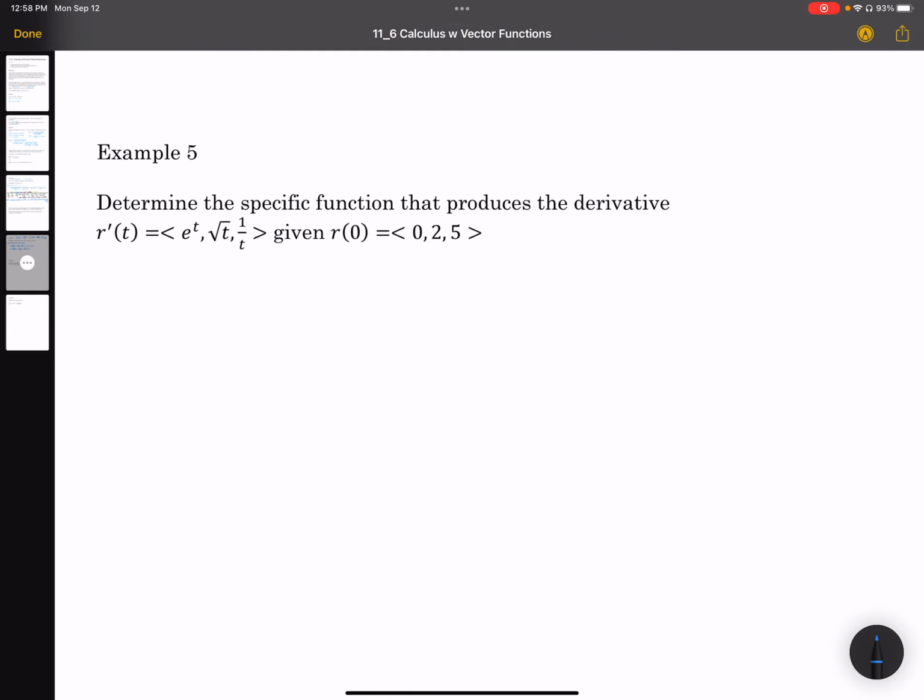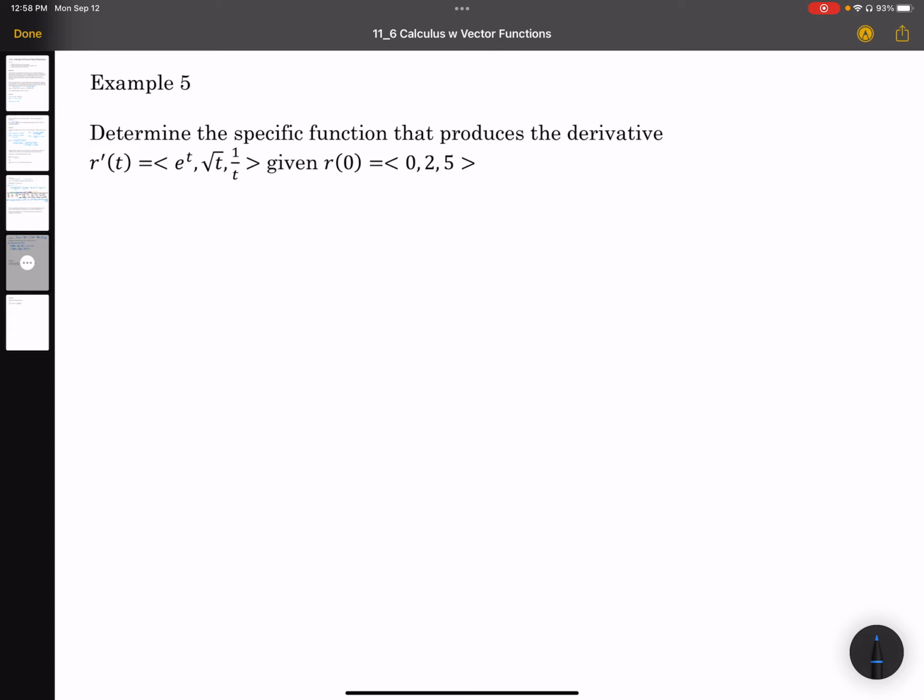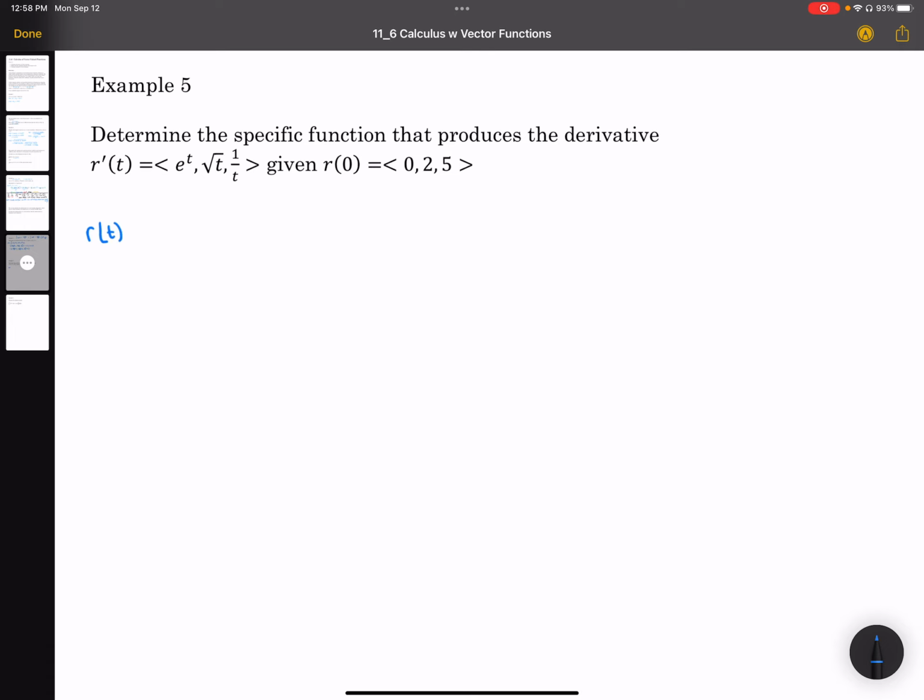Now, for example 5, we have to determine the specific vector function that produces this derivative. So first, we're just going to write r(t) and individually do the antiderivatives. The antiderivative of e to the t is e to the t. The antiderivative of the square root of t, which is t to the 1/2, is found by adding 1 to the exponent and dividing by the new exponent, so that's 2/3 t to the 3/2. And the antiderivative of dt over t is the ln of t.